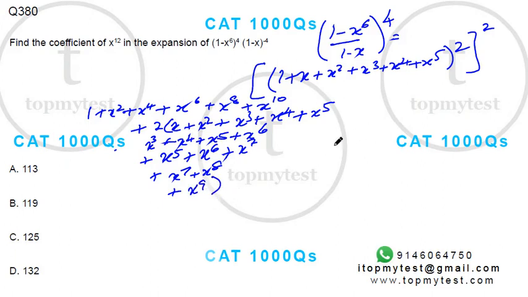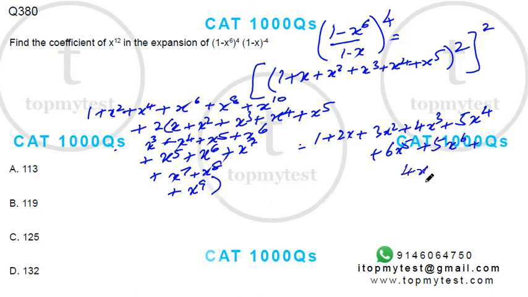This will now result in 1 plus, if I add it up, 2x plus 3x square plus 4x cube plus 5x to the power 4 plus 6x to the power 5 plus 5x to the power 6 plus 4x to the power 7 plus 3x to the power 8 plus 2x to the power 9 plus x to the power 10. Right, now you have to square this again.